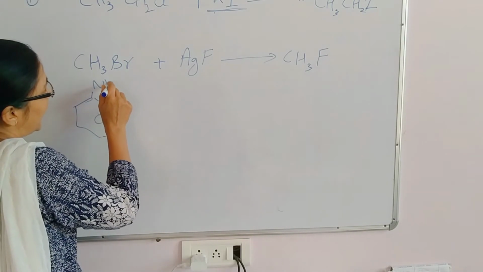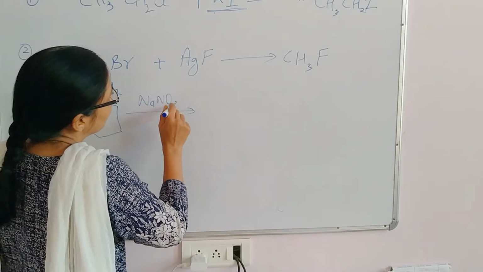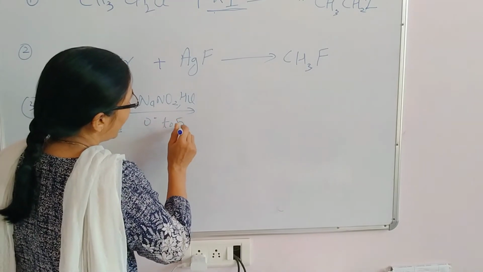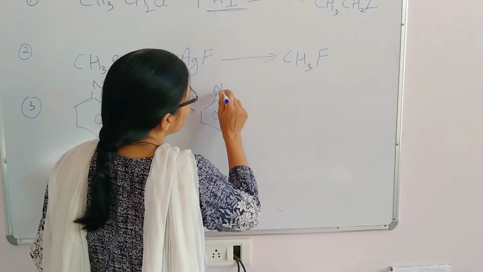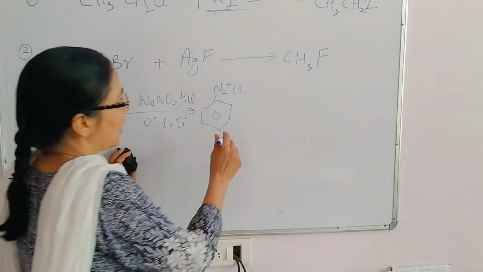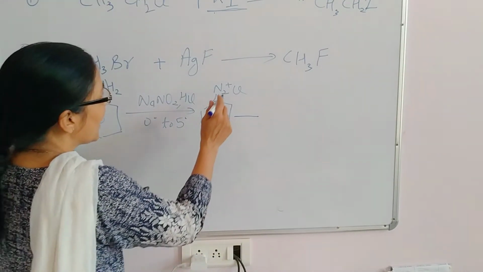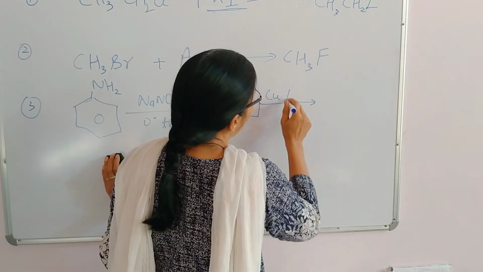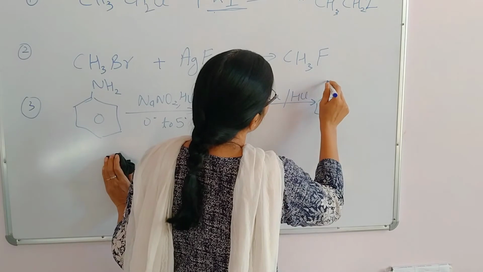Now, next in the row, you have studied what will happen. Suppose aniline is treated with NaNO2 and HCl at 0 to 5 degrees centigrade. There will be formation of diazonium salt. Up to this, the diazotization reaction, you have studied. Now this diazonium salt, when treated with Cu and HCl, there will be formation of chlorobenzene.